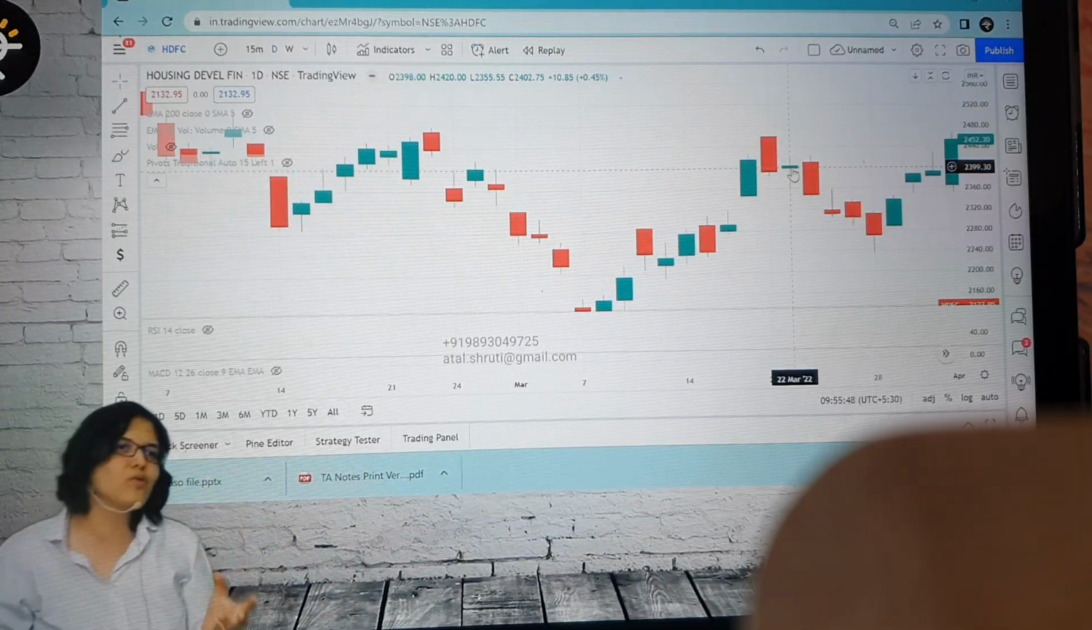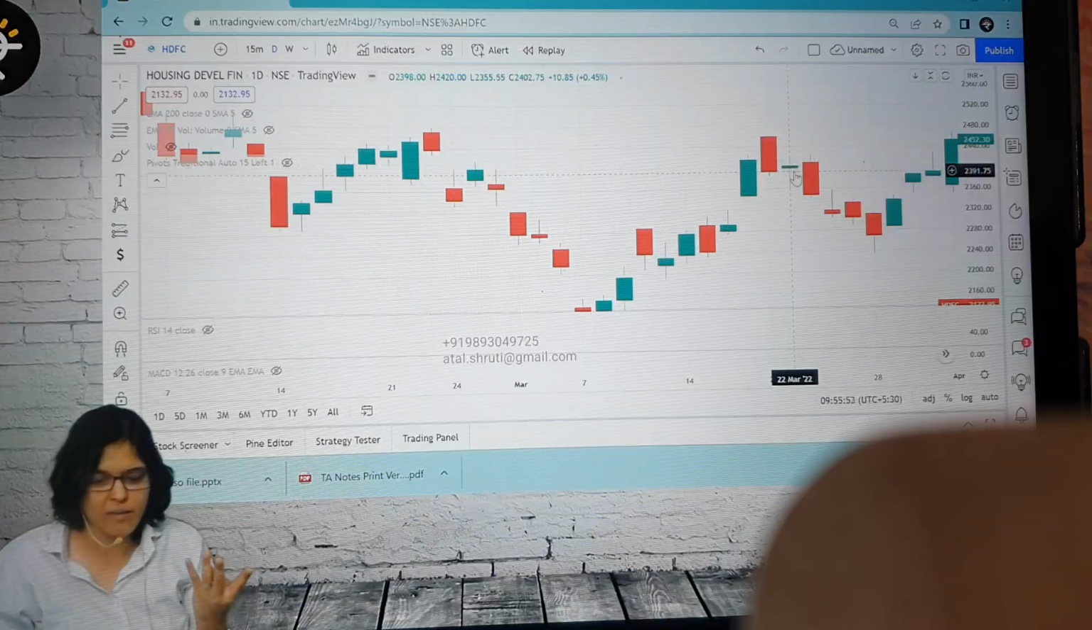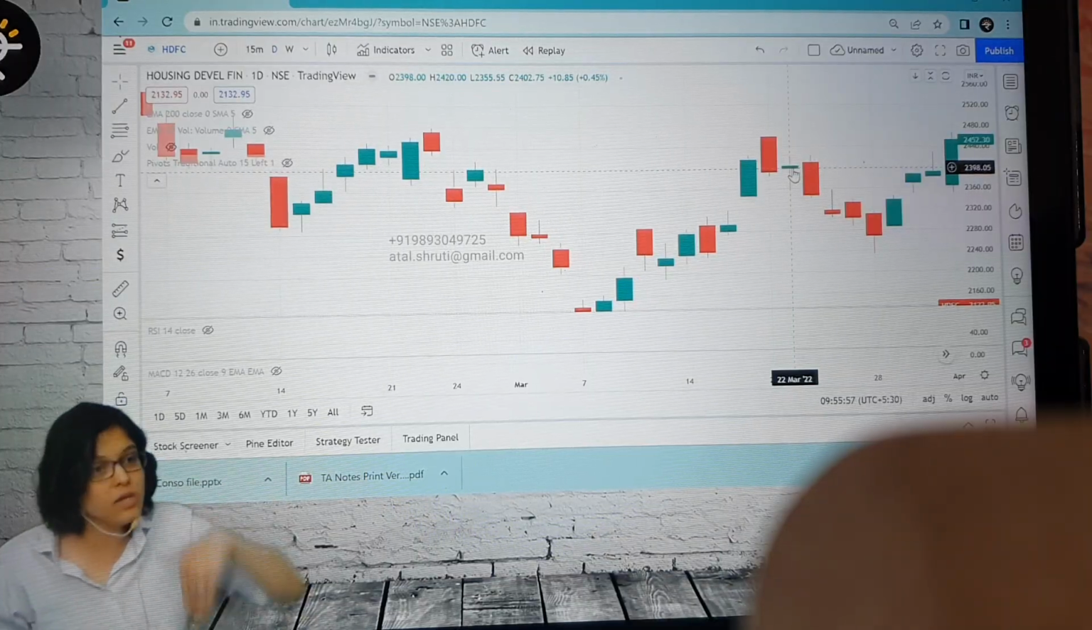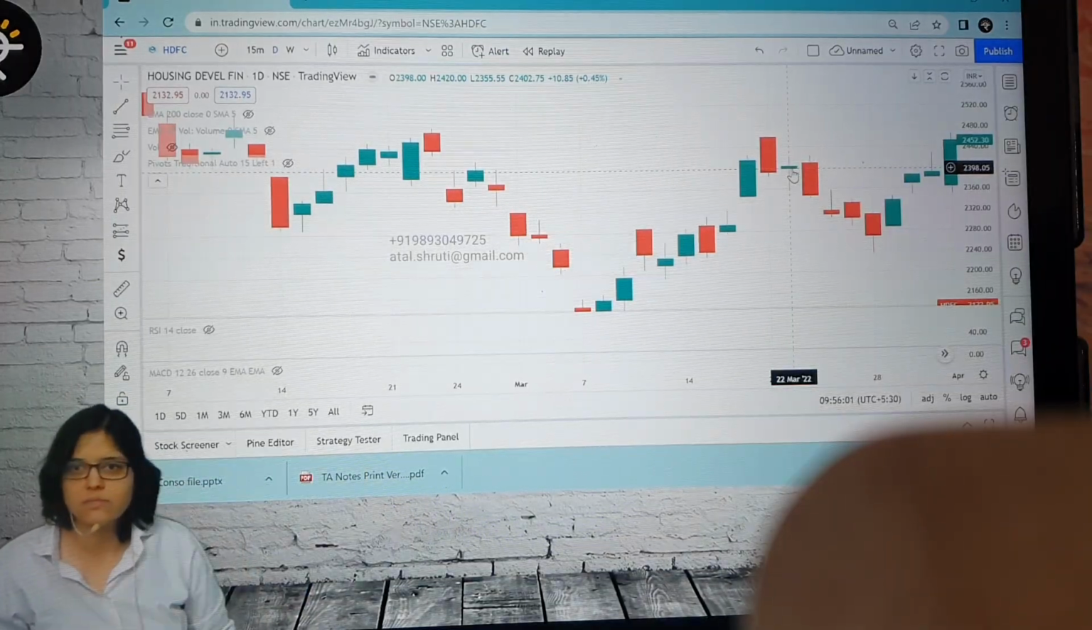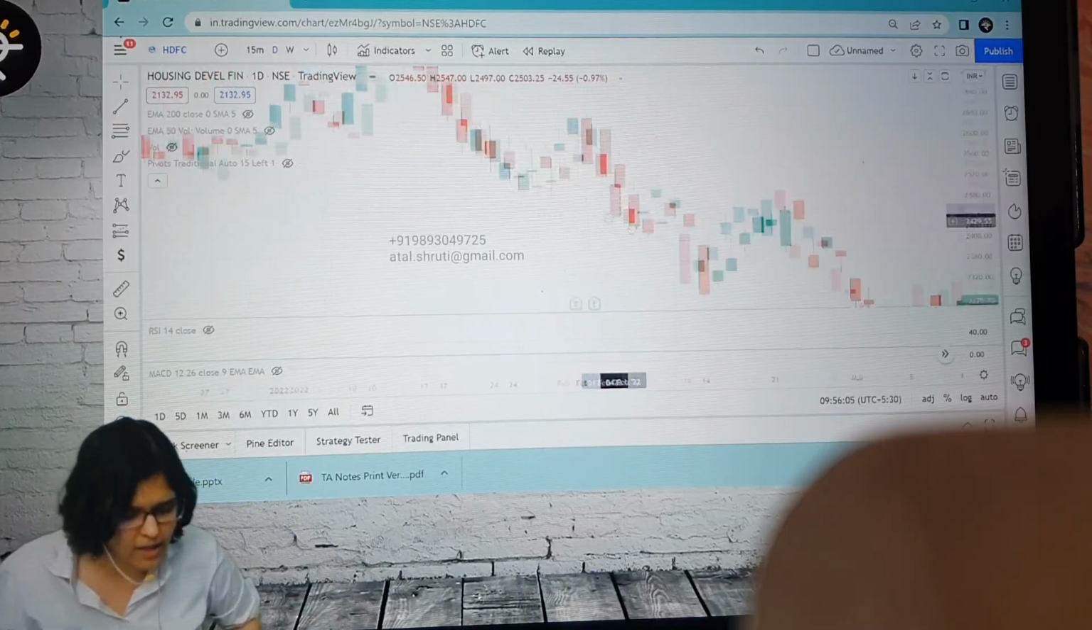What is the closing price? 2400, only 4 rupees more. Correct? But see the low price. Low is 2355, almost 50 points down. Is this understood, everyone? So that is how to get the data about open, high, low, close.